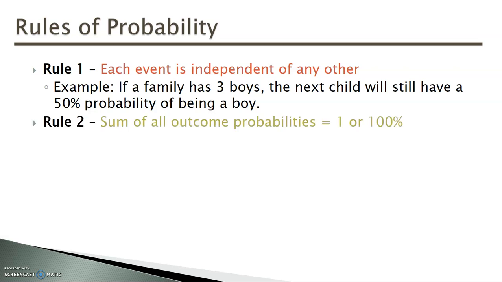So the second rule, I find, is common sense. The sum of all the things in the thing is 100%. The sum of all the outcomes must equal 1 or 100%.